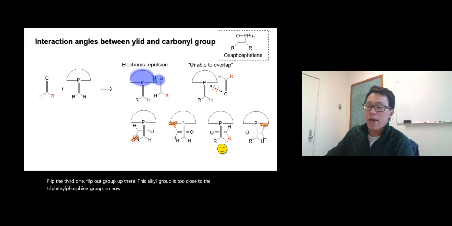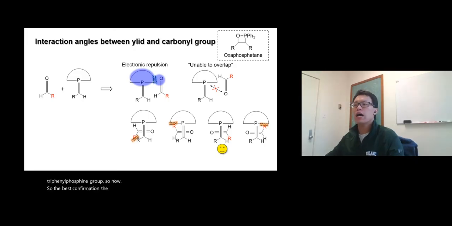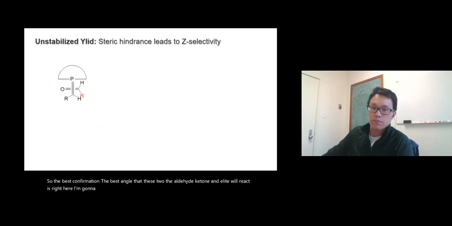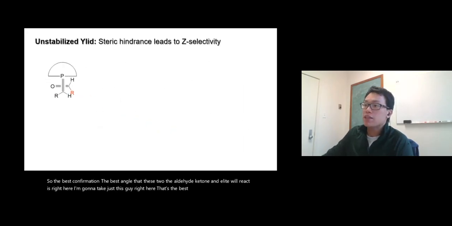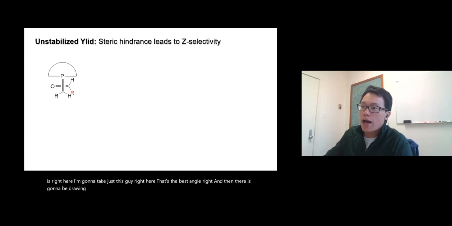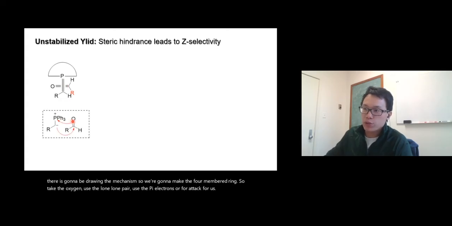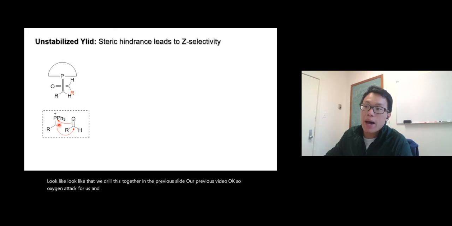Okay, so the best conformation, the best angle at which the aldehyde or ketone and the ylide will react, is right here. I'm going to take just this one right here. That's the best angle. All right, and then the rest is drawing the mechanism. So we're going to make the four-membered ring. Take the oxygen, use not the lone pair but the pi electrons, to attack phosphorus. We drew this together in the previous video. So the oxygen attacks phosphorus, and then the carbon of the ylide, actually a carbanion, attacks the aldehyde.